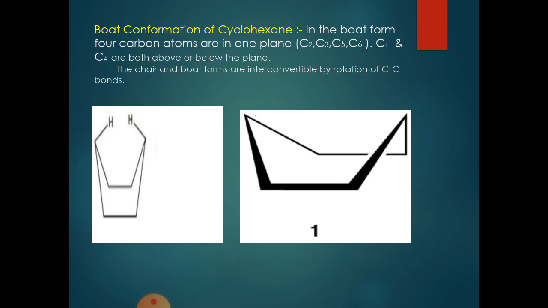Second, the boat conformation of cyclohexane. In the boat form, again four carbon atoms are in one plane, that is C2, C3, C5 and C6, while C1 and C4 are both above the plane or below the plane. The chair and boat forms are interconvertible by rotation of the carbon-carbon single bond.